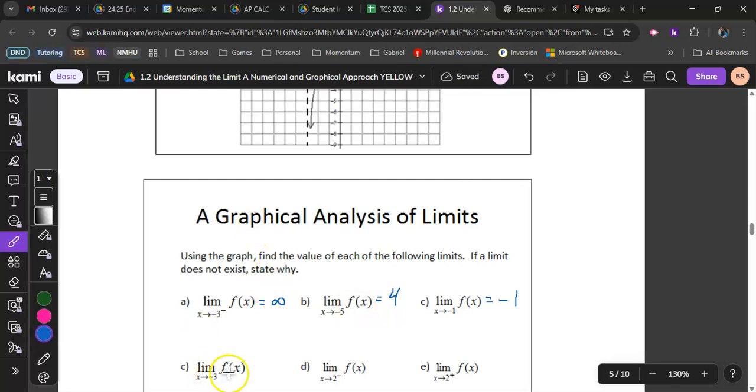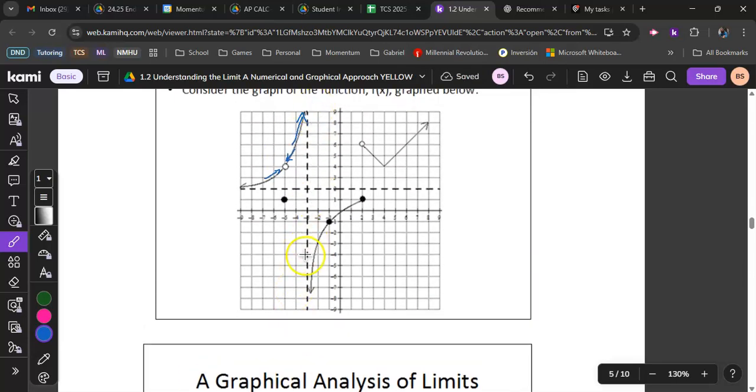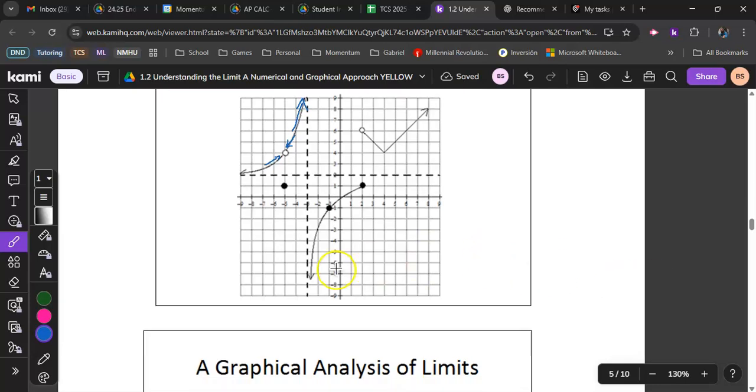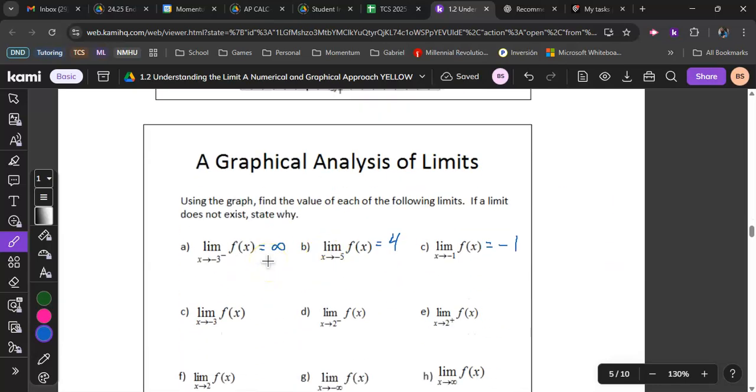Now I'm going to look at -3. Well, that's the asymptote. The left side went to infinity. What does the right side go to? So now it doesn't exist. We can't just assume that it doesn't exist, but in this case, it does not. Does not exist. It says to state why. Left side doesn't equal right side. You really don't need to say more than that, guys.